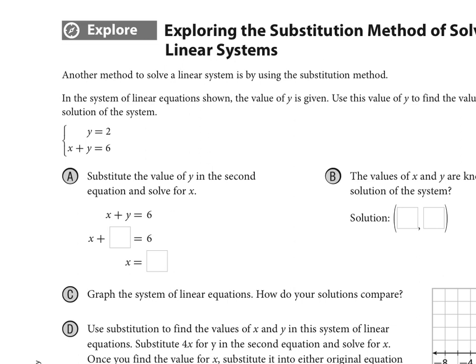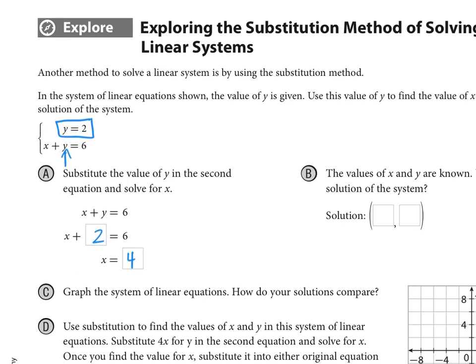So if we know that y is equal to 2, that means the value of y is 2, so we can change the other y to 2. So in part A, instead of x plus y equals 6, we can put x plus 2 equals 6. And if x plus 2 equals 6, you subtract 2 on both sides. So x is 4, which means that our solution, our x comma y, x is 4, y is 2. And that's where they would intersect if you graph them.